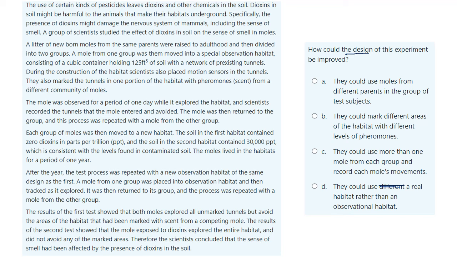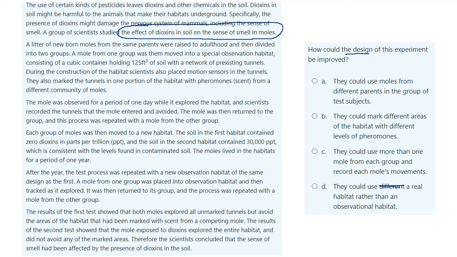The use of certain kinds of pesticides leaves dioxins and other chemicals in the soil. Dioxins in soil might be harmful to the animals that make their habitats, their homes, under the ground. Specifically, the presence of dioxins might damage the nervous system of mammals, including the sense of smell. So a group of scientists studied the effect of dioxins in soil on the sense of smell in voles. So we are looking at the effect of the dioxins in the soil on the sense of smell.